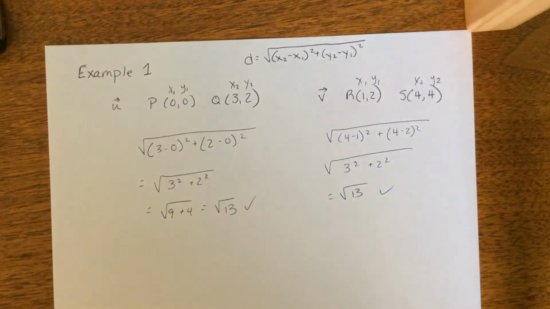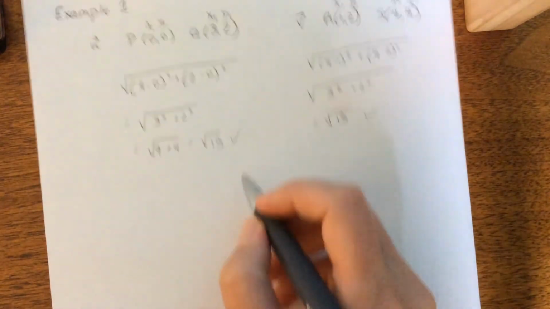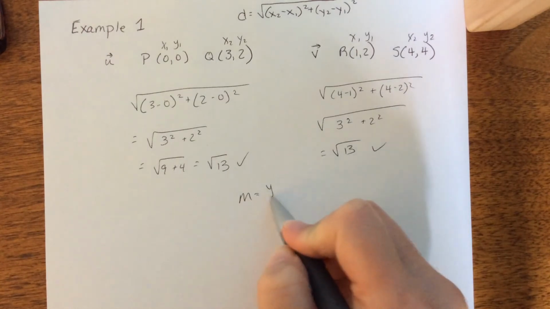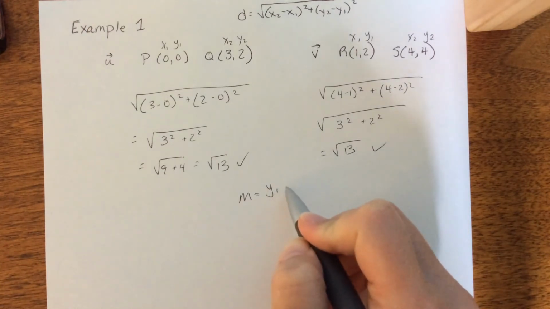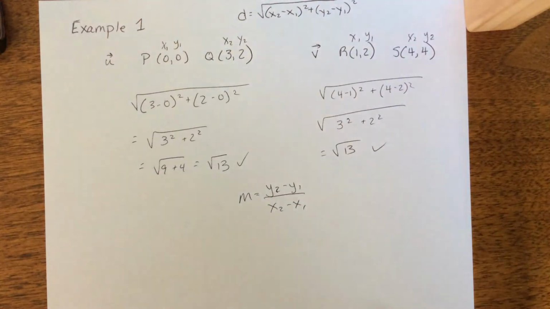Now we want to see if our direction is also the same. So we're going to figure this out by looking at the slope. I'll keep these points up here. So if we remember, slope is y2 minus y1 over x2 minus x1, change in y over change in x.